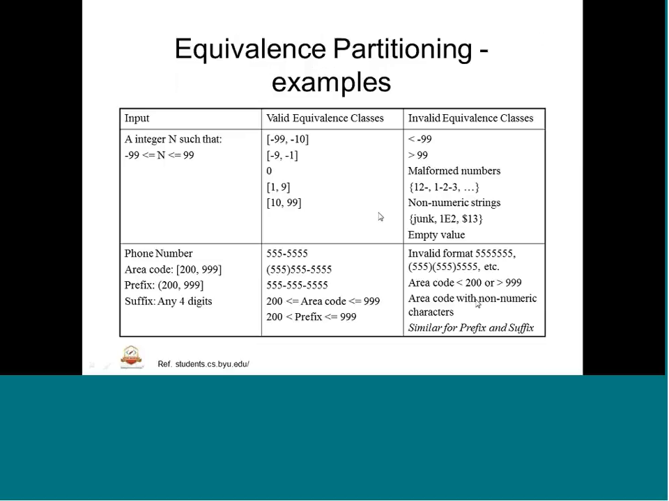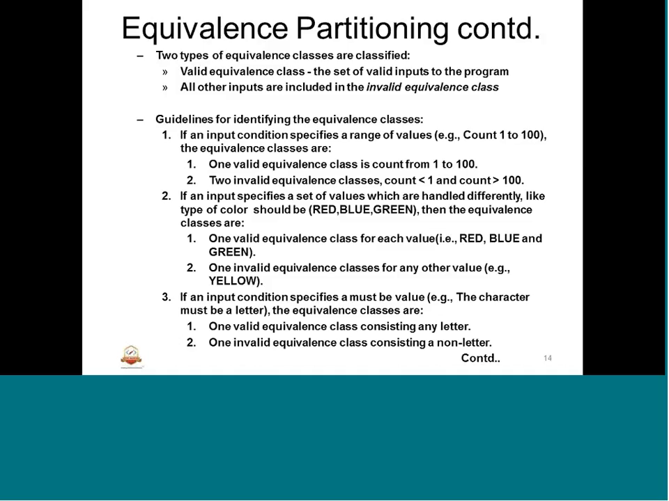All these are scattered here in this example. We can see where we have taken only numbers as an input, and the non-numbers and misinterpreted numbers are all part of the invalid equivalence class, and valid numbers within the range are called the valid equivalence class.